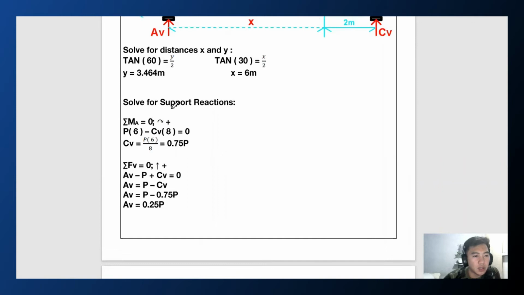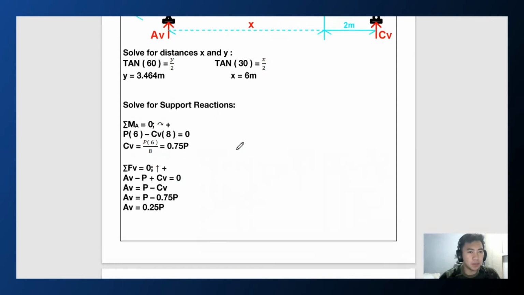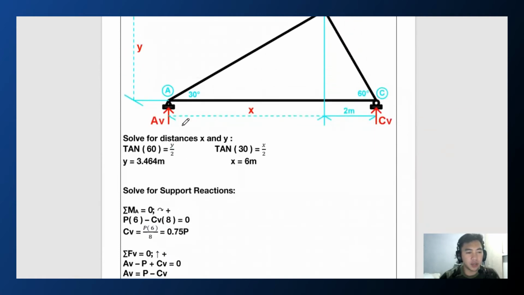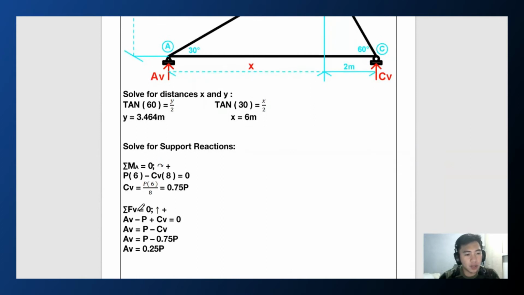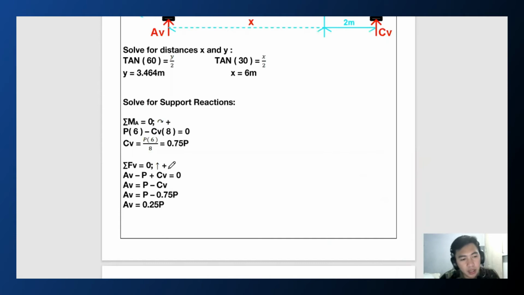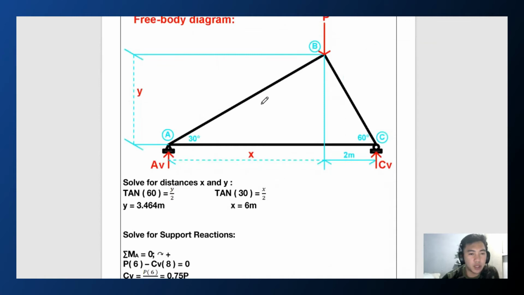In solving the support reactions, summation of forces is equal to 0. Summation of moments with respect to A is equal to 0, counterclockwise positive. In solving this, we get the value of CV equal to 0.75 P. Since we are able to solve for CV, it is easier to solve for AV using summation of vertical forces, with upward positive. AV minus P plus CV is equal to 0, so we get AV equal to 0.25 P.